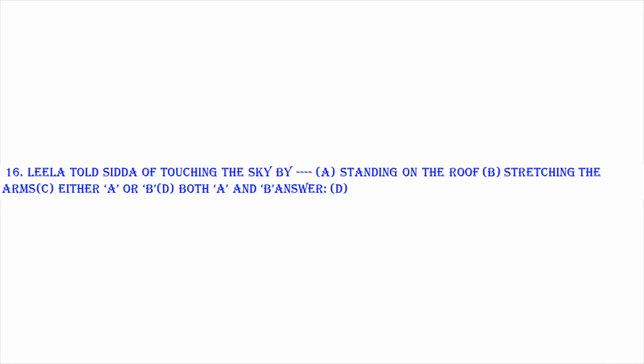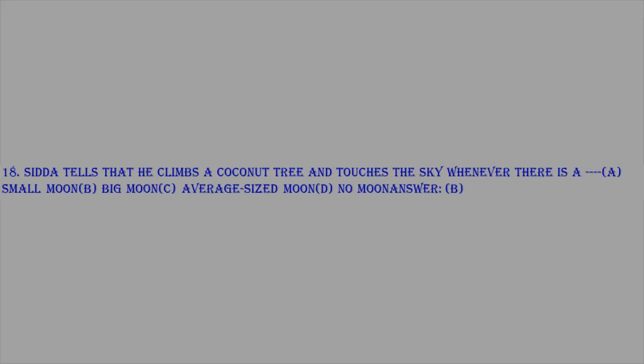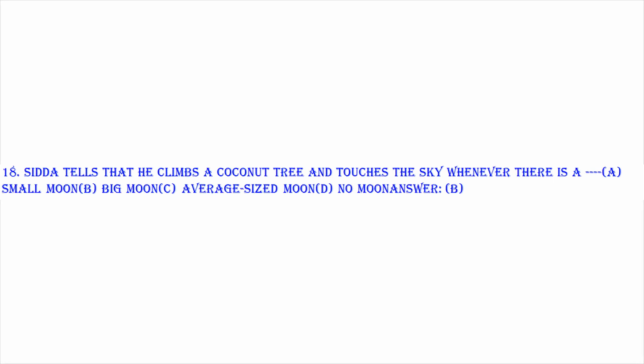Answer, D. 17. Siddha tells that he has climbed on the coconut tree and touched the sky, A, many times, B, a few times, C, a limited number of times, D, none of the above. Answer, A. 18. Siddha tells that he climbs a coconut tree and touches the sky whenever there is, A, small moon, B, big moon, C, average-sized moon, D, no moon. Answer, B.